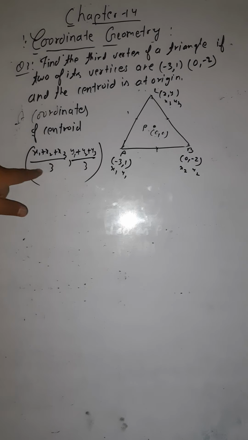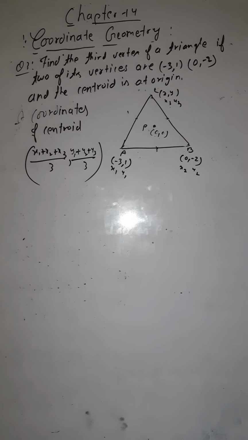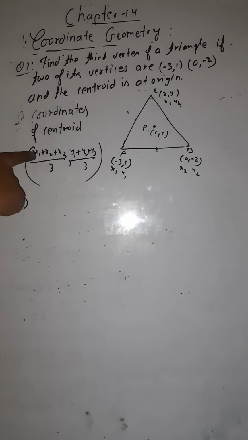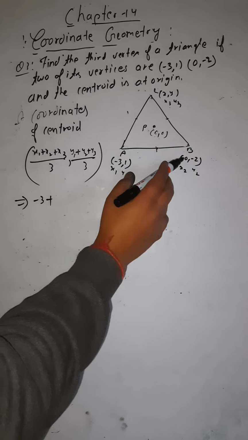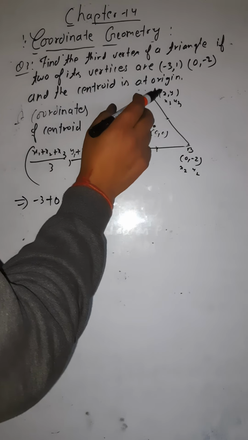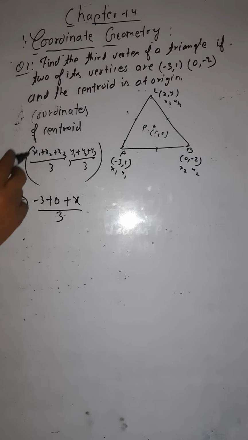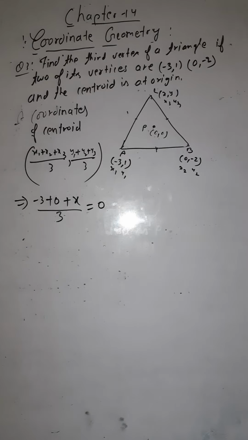But these two points have been given here. The first point is minus 3, 0, the second point is 1, minus 2. So I can write the value of x1 as minus 3, plus x2 which is 0, plus x3 which is x here, divided by 3. And this first coordinate of the centroid is 0, so I would write this equal to 0.